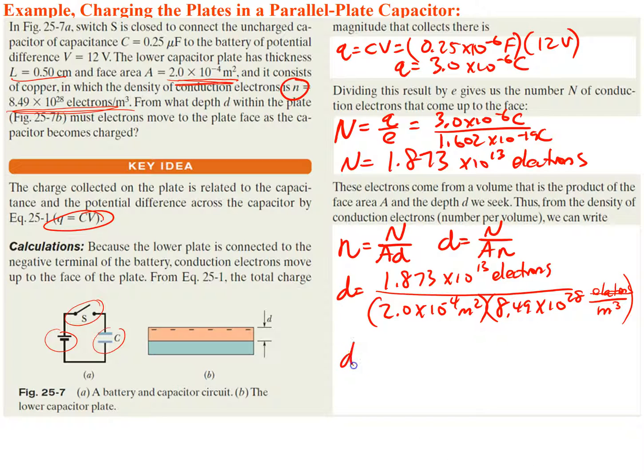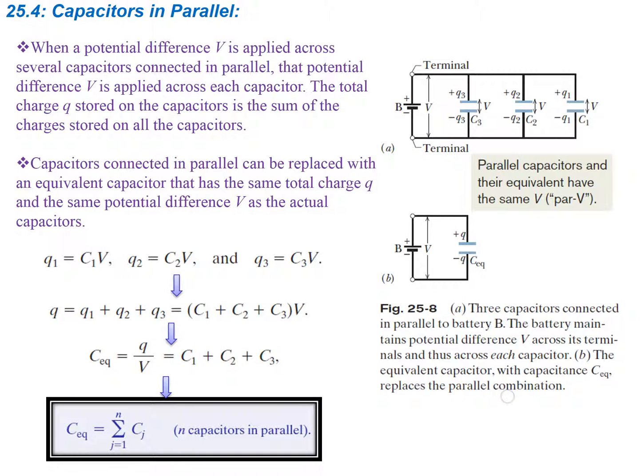So then solve this out. We find that our distance is going to be 1.1 times 10 to the negative 12 meters, or 1.1 picometers. So again, this was going to be the depth within the plate that electrons must move to the plate face as the capacitor becomes charged. All right, so the electrons from that region get pushed onto the plate of the capacitor. Okay, let's go ahead and move on to the next section.